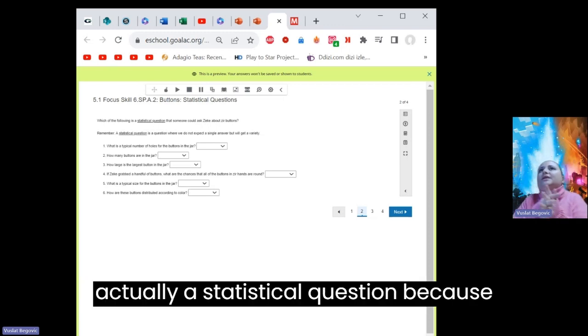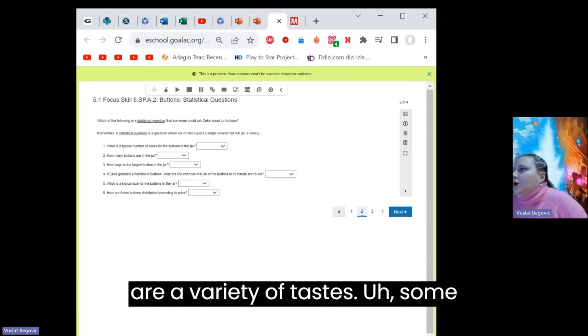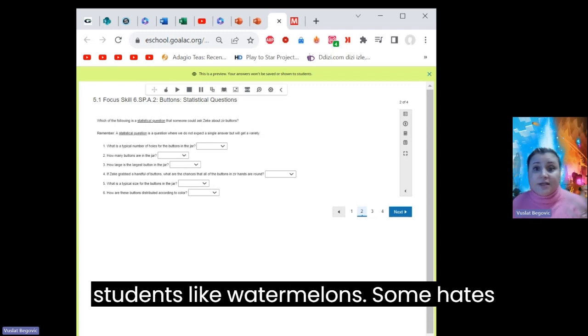This is actually a statistical question, because there are so many students and they have variable taste. Some students like watermelon, some hate watermelon.